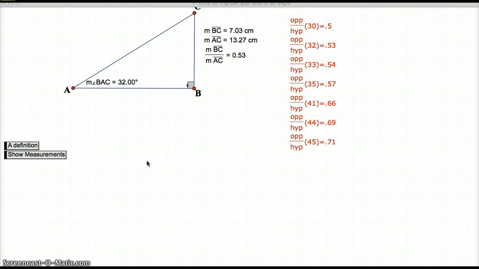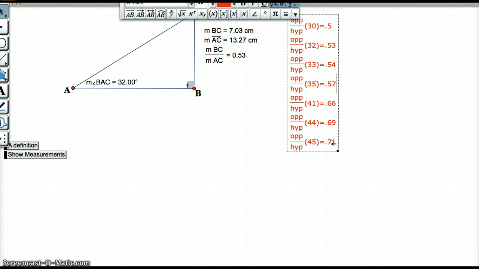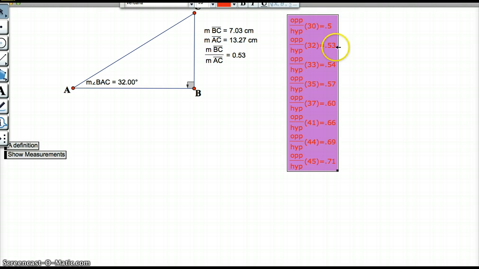Okay, so we can continue doing this for all sorts of angles, right? Here's a 32-degree angle, and the opposite over hypotenuse in a right triangle with a 32-degree angle in it is going to be 0.53. I can see that as I construct this triangle, measure this side, measure this side, and take the ratio, I get 0.53. And then I did that again for a 33-degree angle. We already did 30, 35, 41, 44, 45. We know we already had 37, right? Was 0.60. And you can see there's a nice little pattern here.